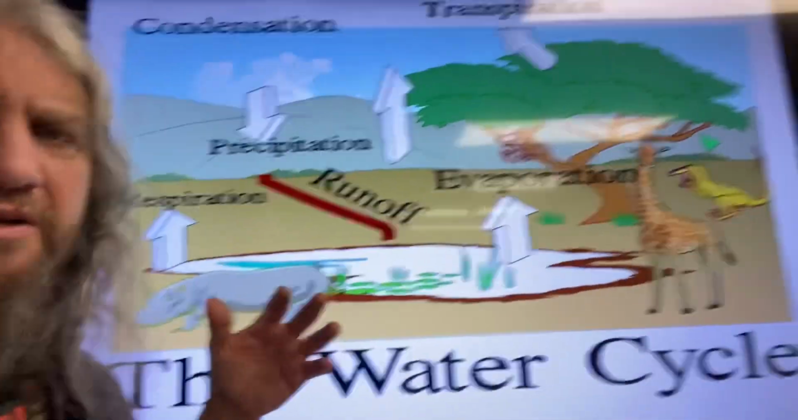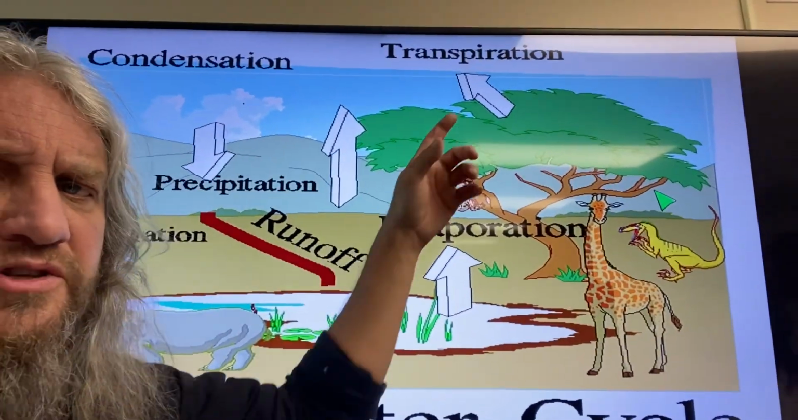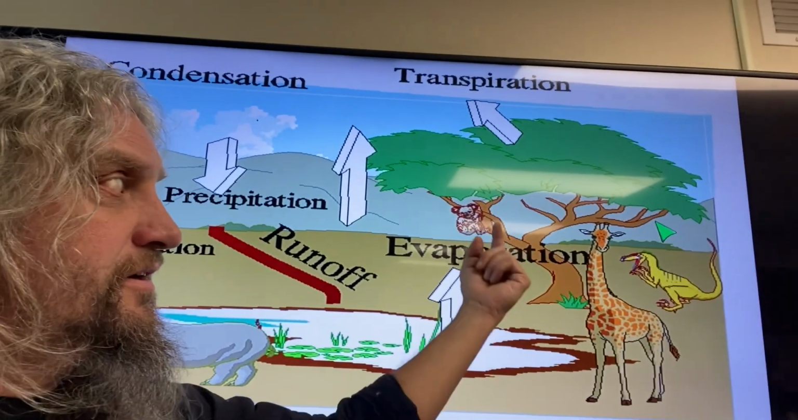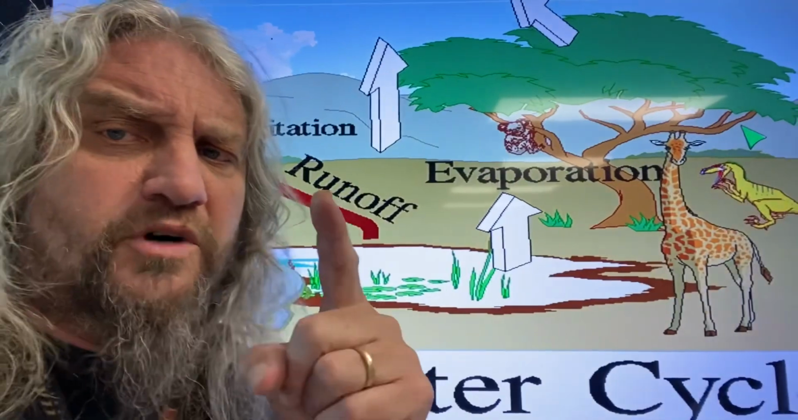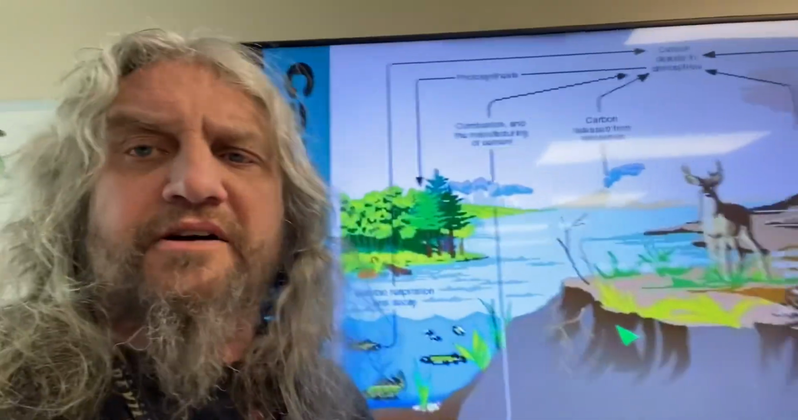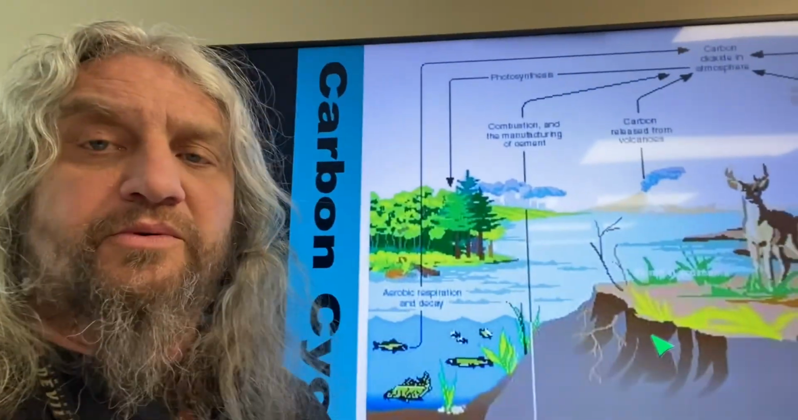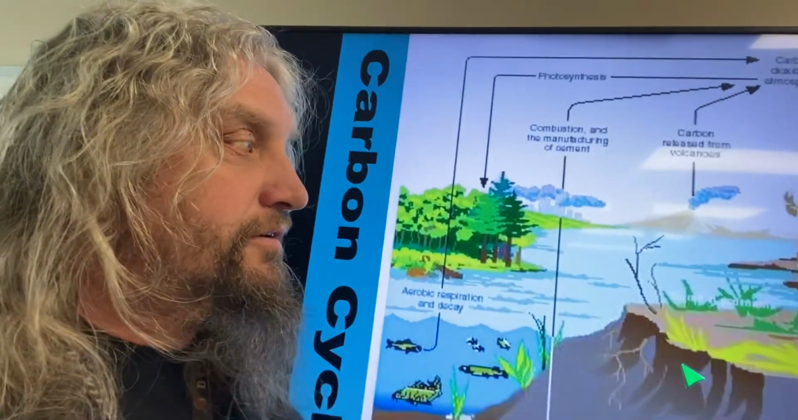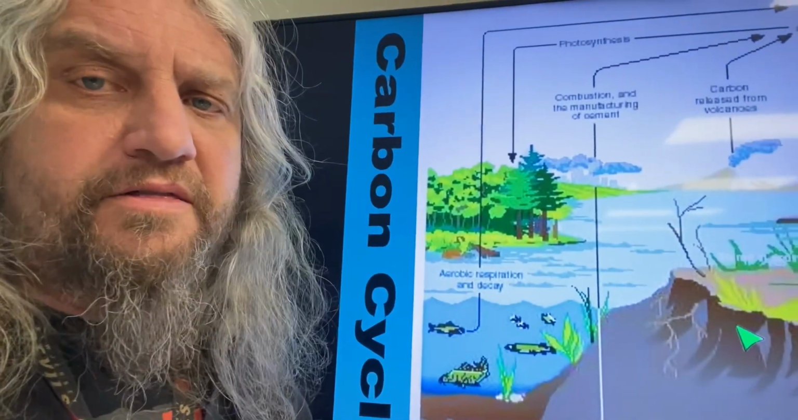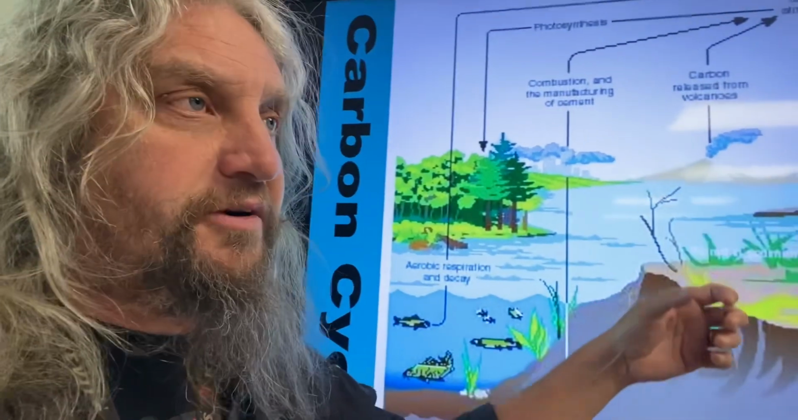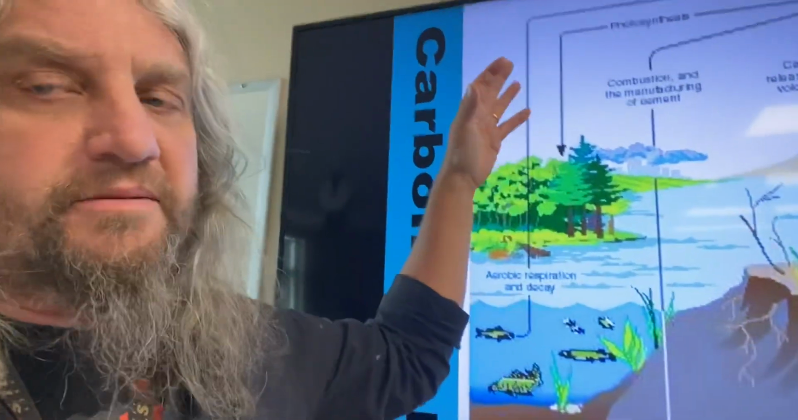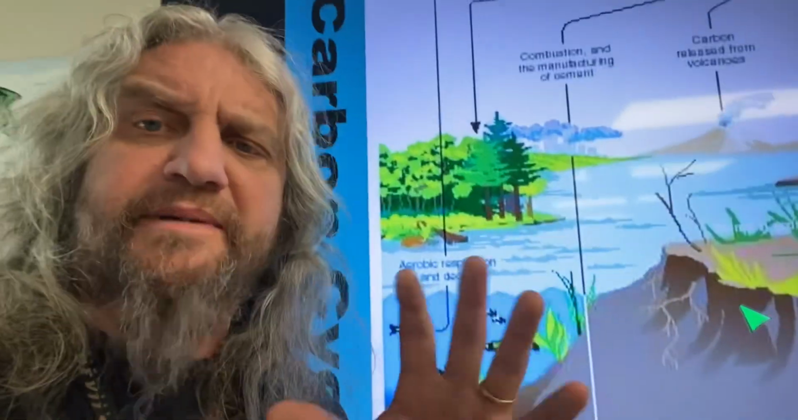Another word that might be new this year that we'll learn is transpiration, which is when water passes through the leaves of trees. The water cycle is one of the 4 cycles. The other cycles are the carbon cycle, which is the cycling of carbon through the environment. Carbon can be trapped in the bodies of organisms. Carbon can be released as carbon dioxide gas. We're going to learn about the carbon cycle.